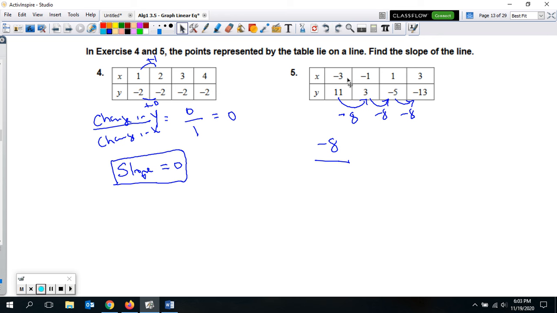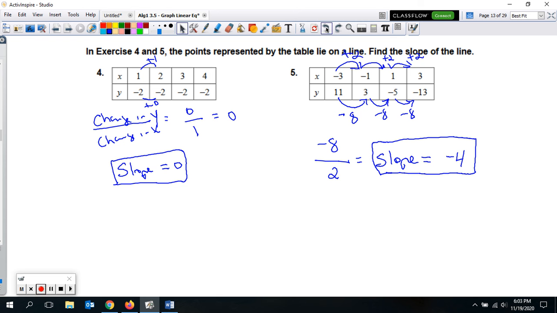The change in x from negative 3 to negative 1, you're adding 2 on that one. And then from negative 1 to positive 1, you add 2 again. From 1 to 3, you'll add 2 again. So the change in x here would be a positive 2. And you can see how there is a constant rate of change on both x and y. That tells you it's a linear function when you have a constant rate of change for both x and y. So 2 is at the bottom of the fraction for the change in x. And now we just simplify this. This is going to be a negative 4. So our slope for this one will be negative 4.